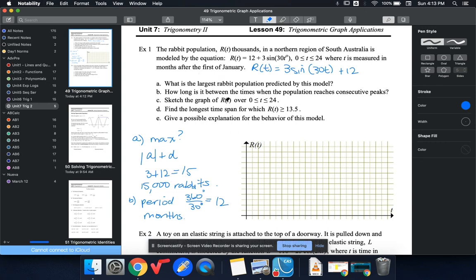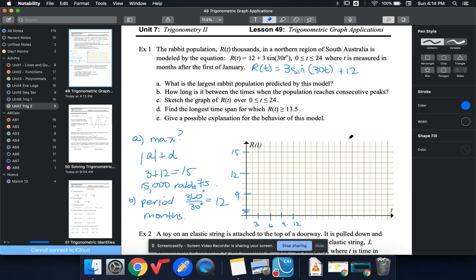All right, sketch my graph over 24 months. So I'm going to have 2 periods, basically. I'm going to say that this unit is 3 months, 6, 9, 12. And the reason that I did that is because I like to divide my period up into fourths, because that's where I see my maxes and mins. I know that my min value is going to be 12 minus 3, so that's going to be 9. So I'm going to put in a break here, say that this is 9. I'm going to say that this is my 12 and this is my 15.